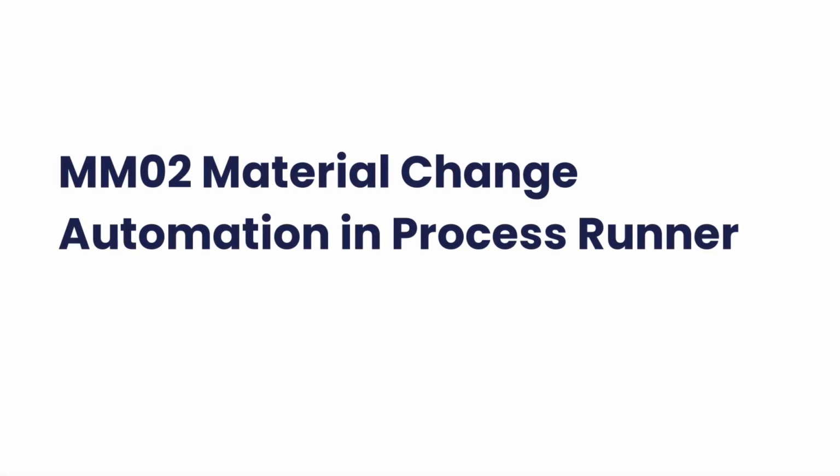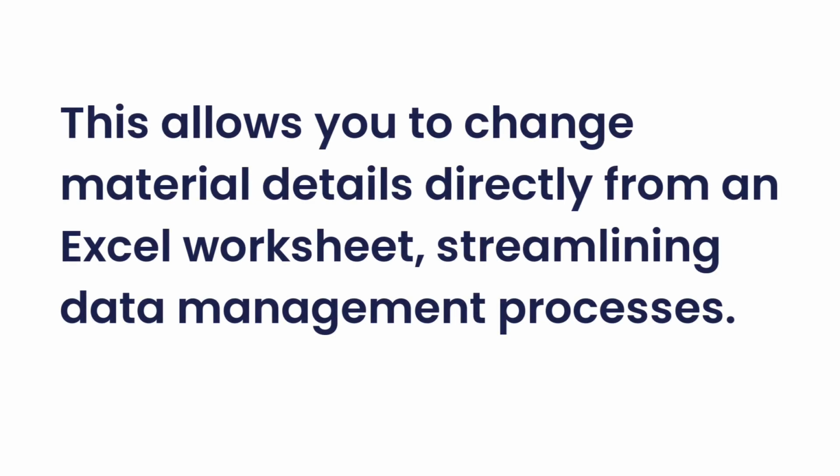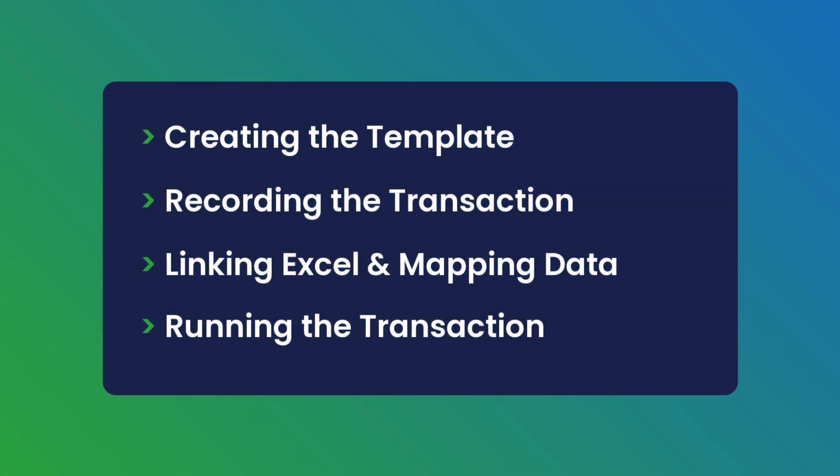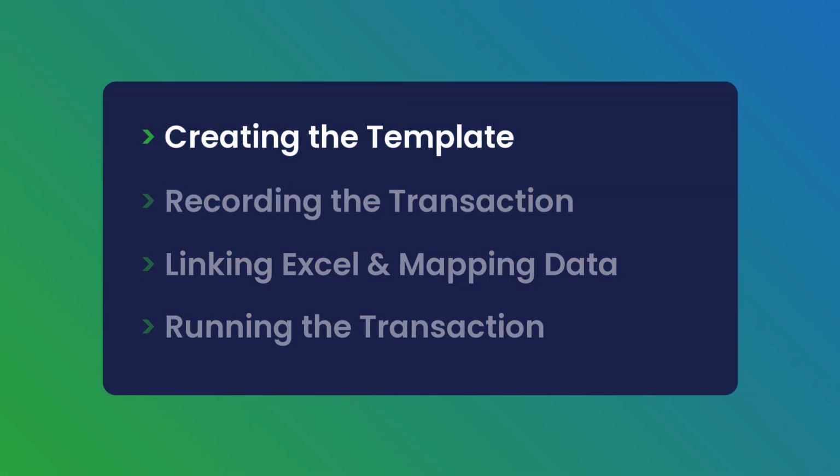Today, we're excited to showcase how to efficiently update material data in SAP using Process Runner for the MM02 transaction. This functionality allows you to change material details directly from an Excel worksheet, streamlining data management processes significantly. First, we'll demonstrate how to create a template in Process Runner for the SAP MM02 transaction.